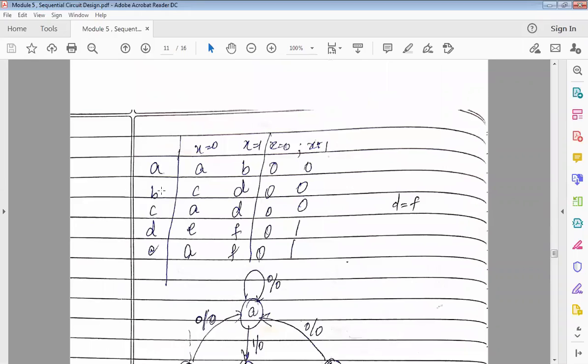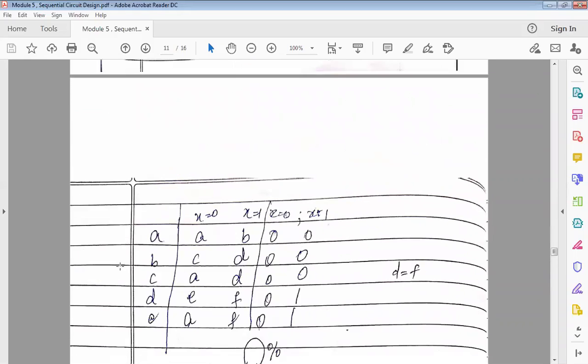Just take note of this table and compare it with your previous table. Did you understand, students, how we got this table? Any doubts here? Sir, can you explain that reduction once again? Once again, you want to know?